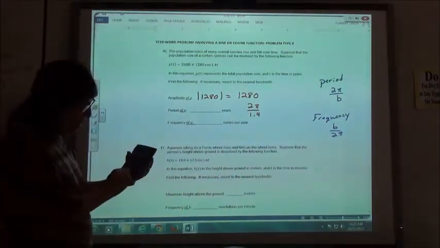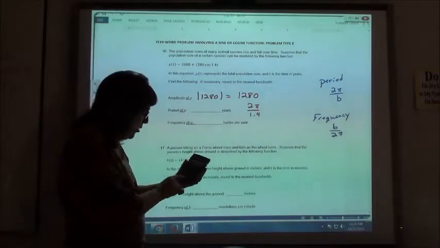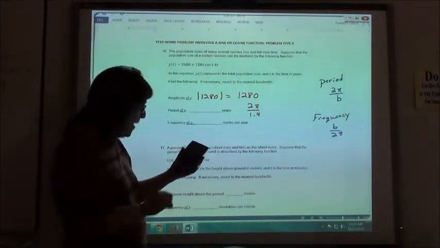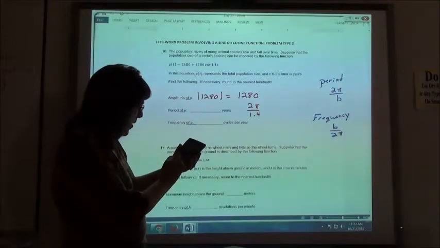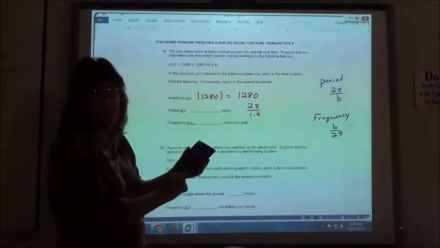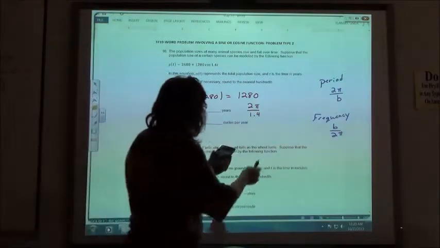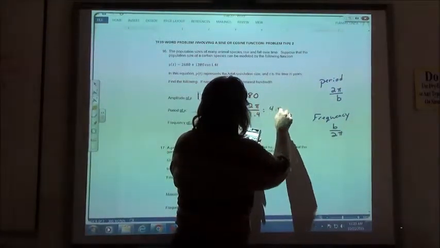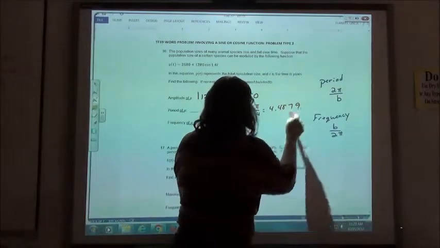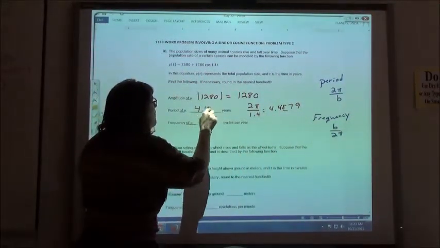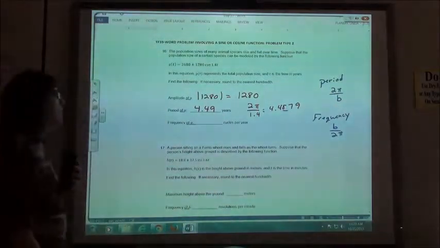3.14159, but I would recommend you just use the pi on your calculator. So 2 shift pi, so you see 2 pi divided by 1.4. Use the division instead of the fraction because you do want a decimal answer. And you end up with 4.4879. We're rounding to the nearest hundredth, so I would say 4.49 years when I round that off.